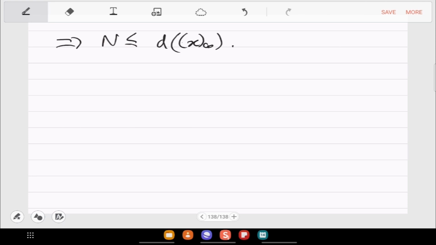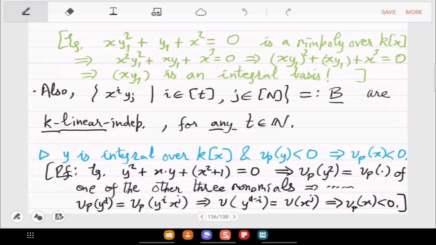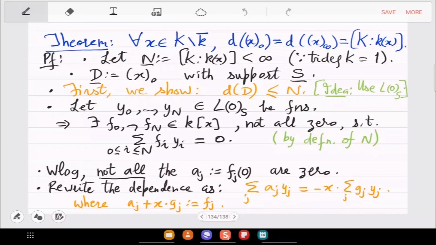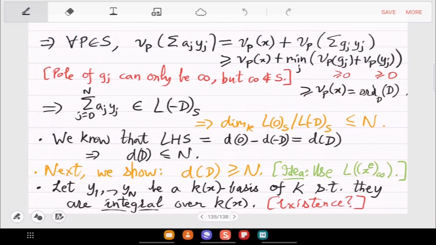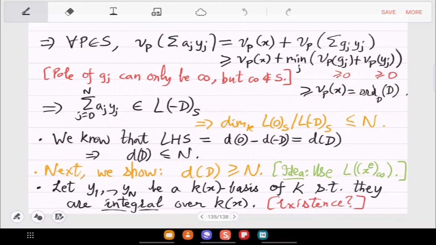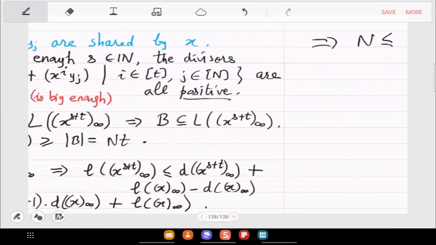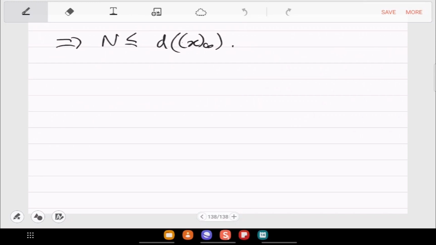Right? So we have a lower bound, except that we have a lower bound not on x0, we have a lower bound on x infinity. See, in the first part we have shown, oh sorry, big D. What was big D? We had taken big D to be x0 and we had shown that degree of x0 is at most n. We want to show that degree of x0 is at least n. We have shown it now for x infinity. How do we go from here to x0? From x infinity to x0?